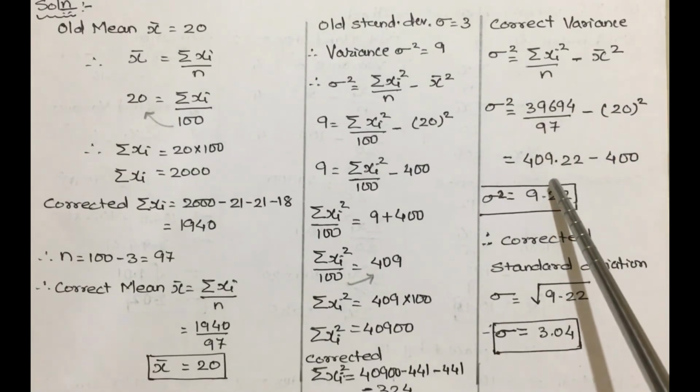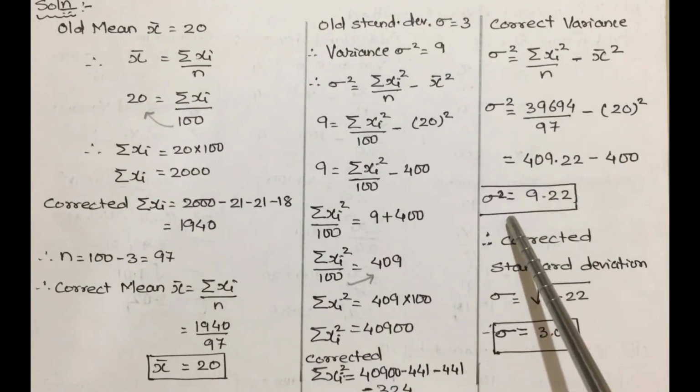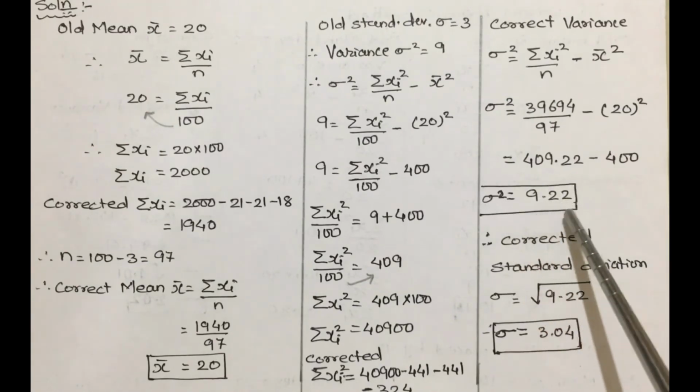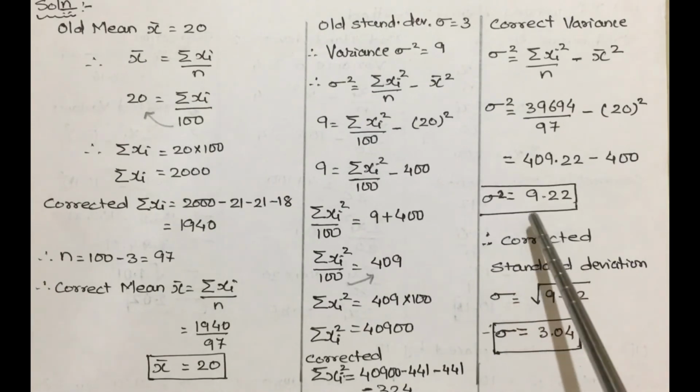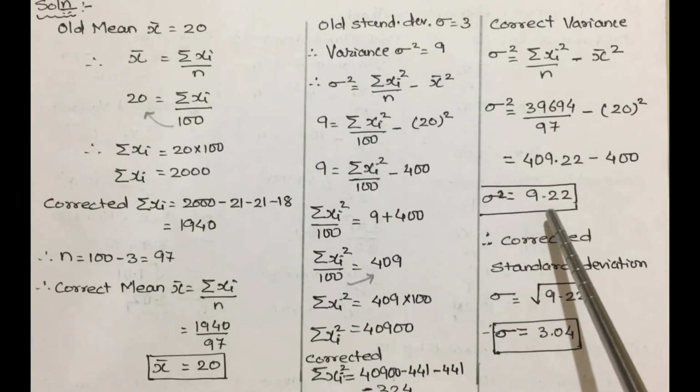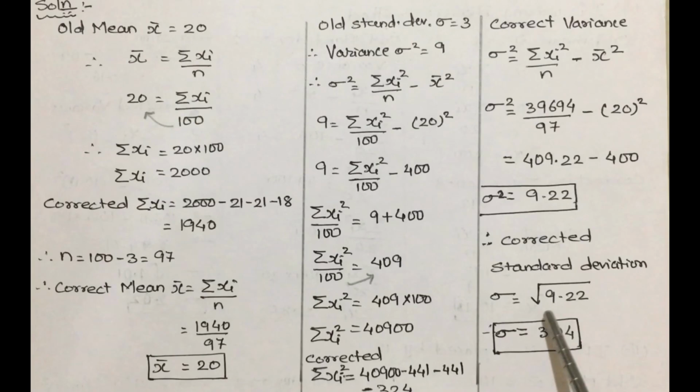Calculating it, we'll get the value of variance sigma square as 9.22. Once sigma square is calculated, the standard deviation is the root of 9.22, and the correct standard deviation becomes 3.04.